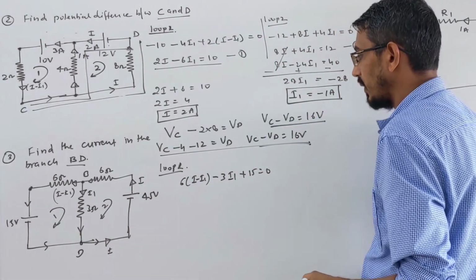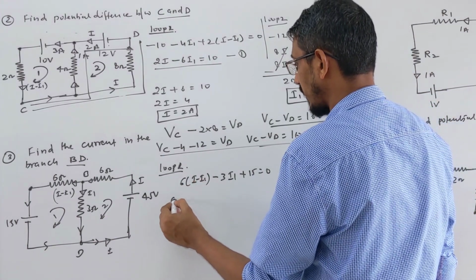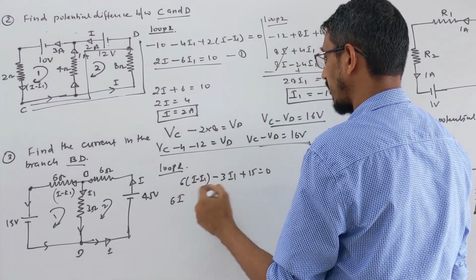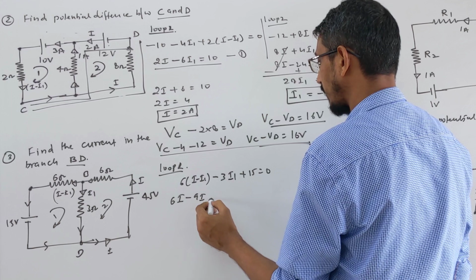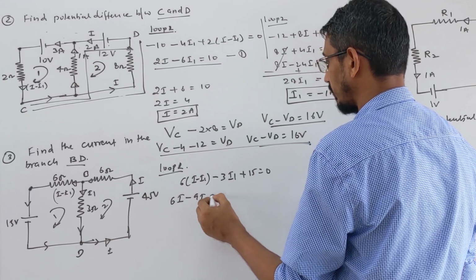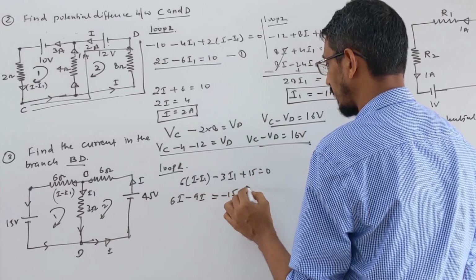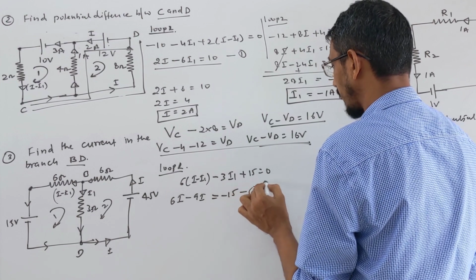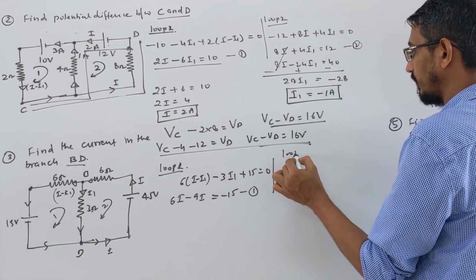Correct? Okay, so let's simplify this. You get 6I minus 6I1 minus 3I1, so minus 9I1, equal to minus 15. This is equation 1. Okay, let's write the second loop, loop 2.